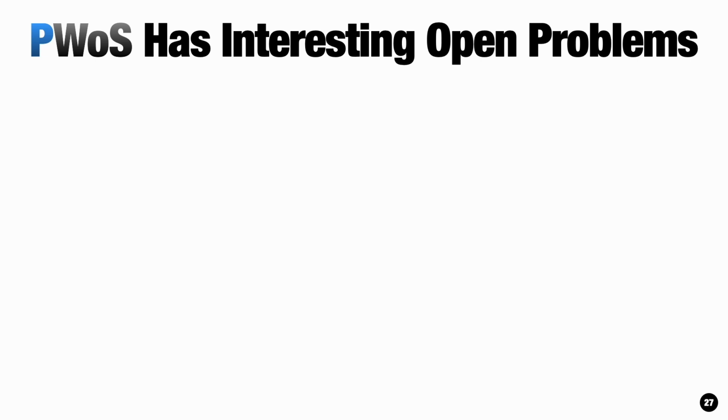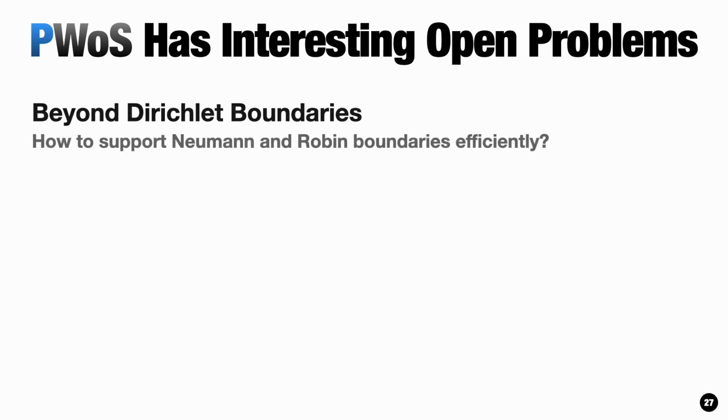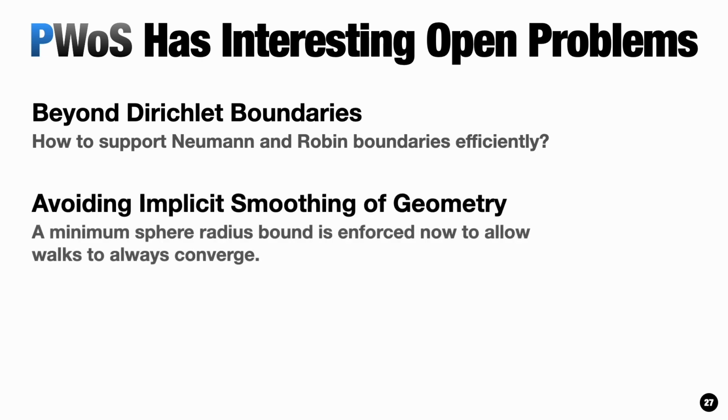Lastly, our projected walking spheres method has a few open problems. We currently support Dirichlet boundaries only, and solving Neumann and Robin boundary problems efficiently remains an open problem. When we take walks, we set a small lower bound for the sphere radius so the walks would not get stuck, but this implicitly smoothes sharp corners in the geometry.